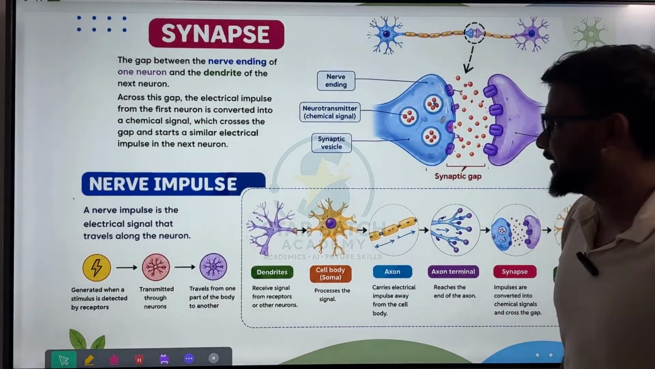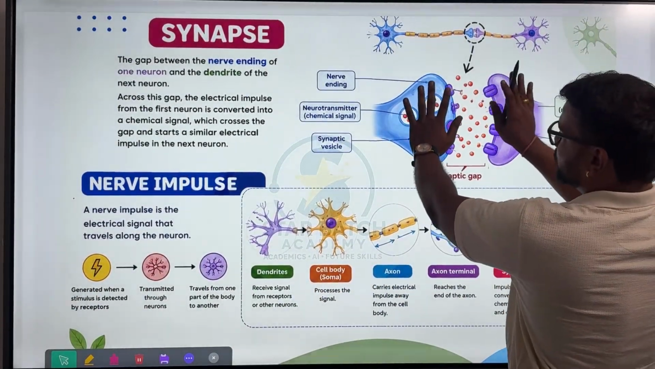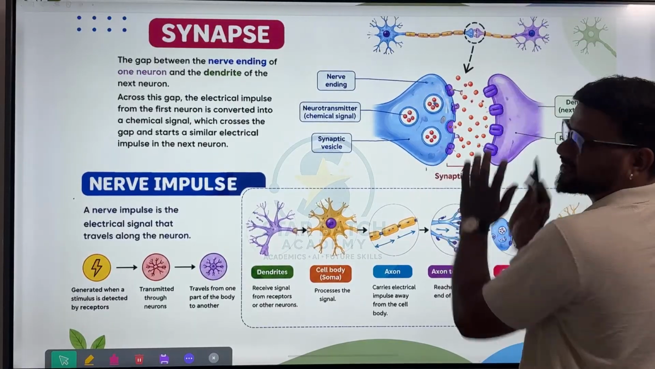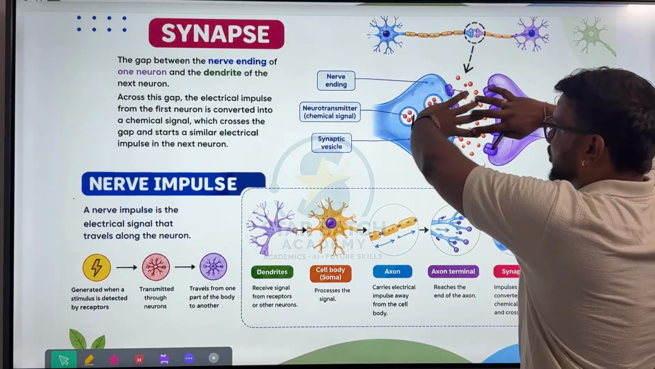And important thing, the gap between the two neurons is called a synapse. Okay, remember it is not connected.